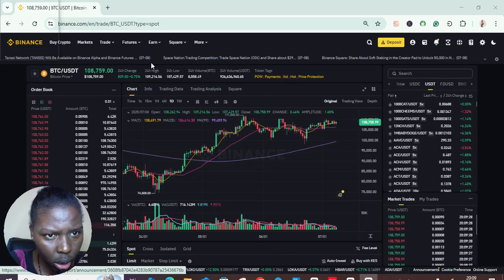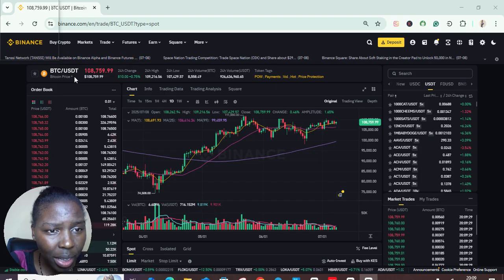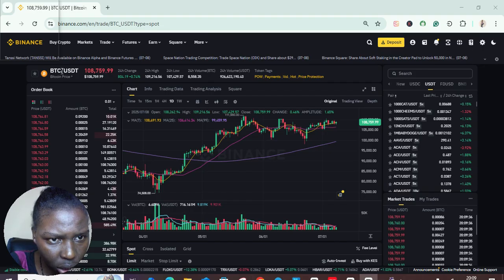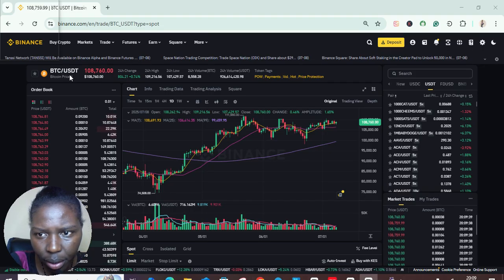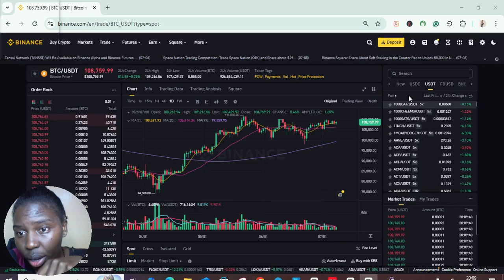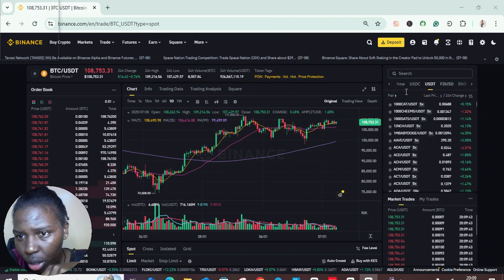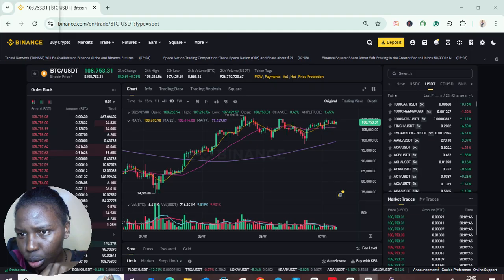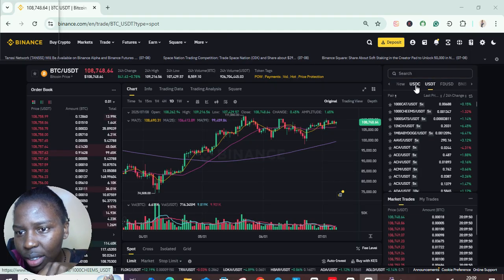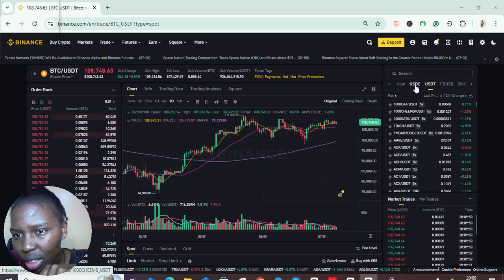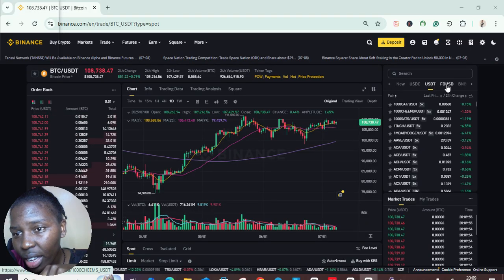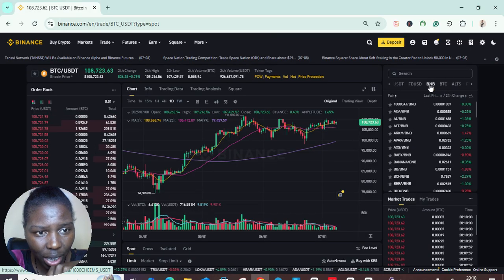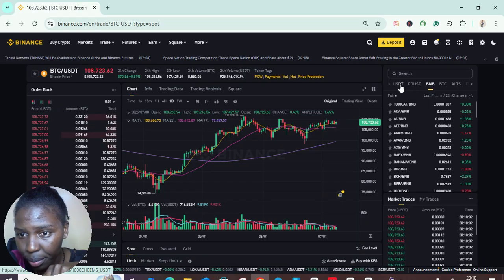So let's start here at the top. The pair that you are dealing with is Bitcoin slash USDT. If you want to change the pair, you just click here. Actually, you can search on the top right. You can see the different pairs that you can trade. You can trade in USDC, USDT, FDUSD, BNB, and so on. But for us, we are going to focus on USDT.